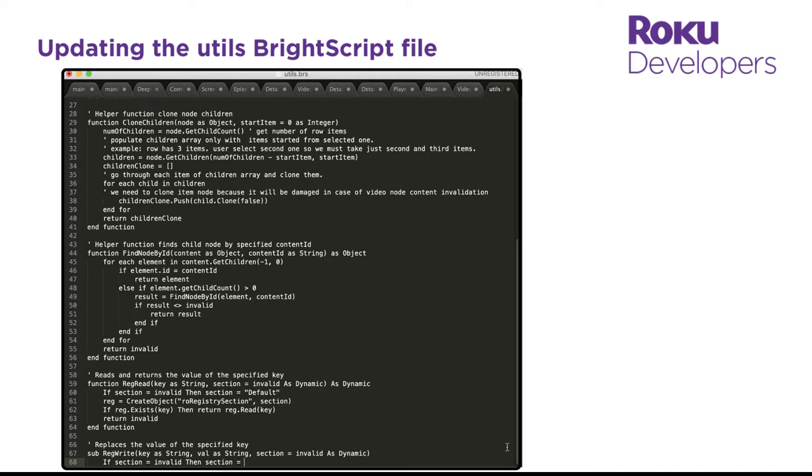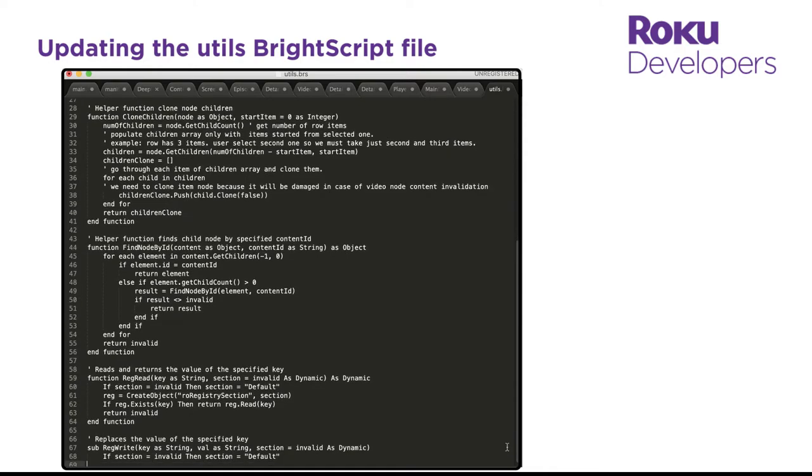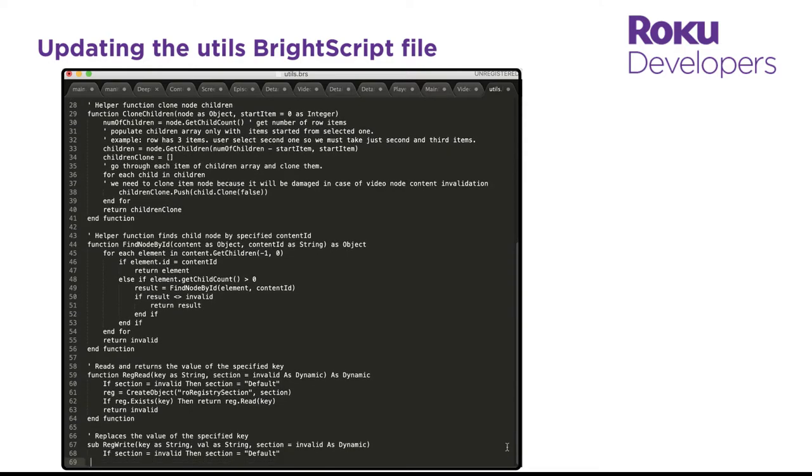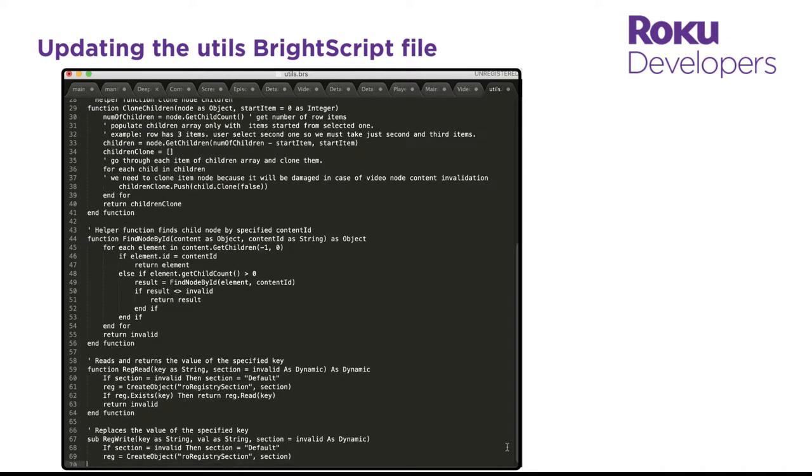If not, the section variable will be set to invalid. In this case, we'll set the name of the device registry to be used to default. And then we'll create a registry section. And like before, we do this by creating an RO registry section object with the name stored in the section attribute. And we save the registry section object in a reg reference variable.